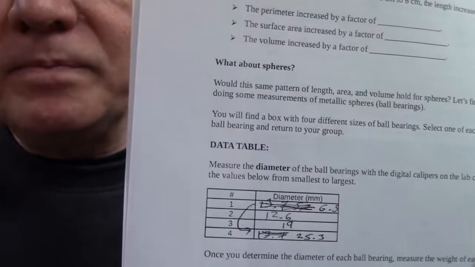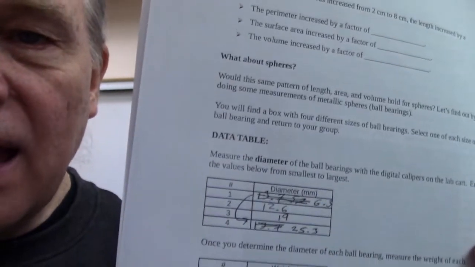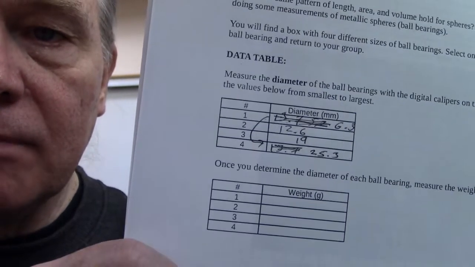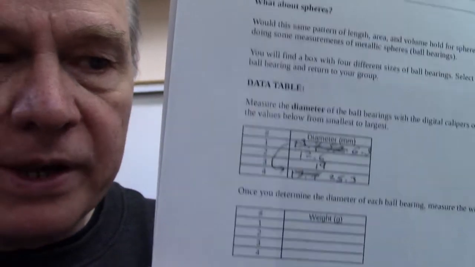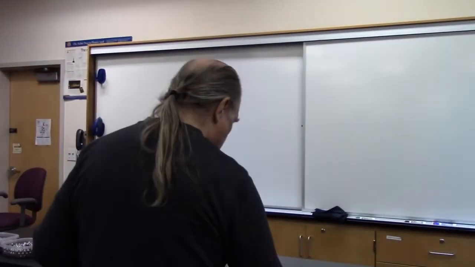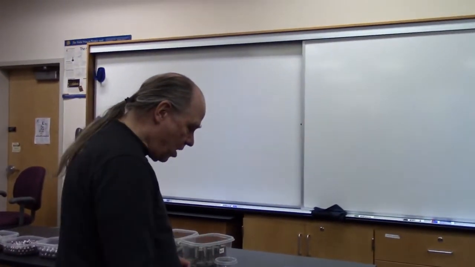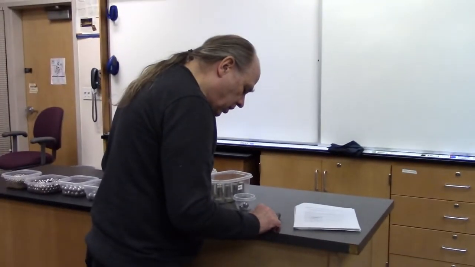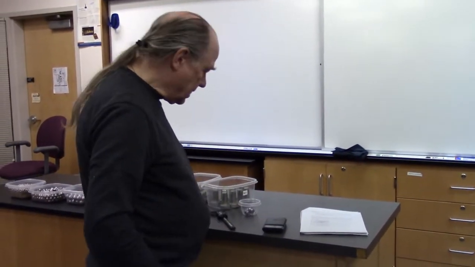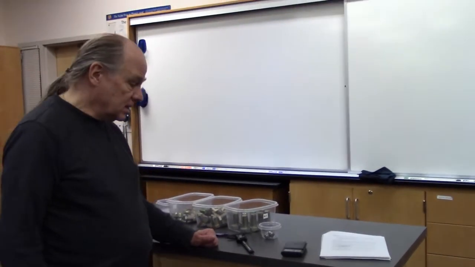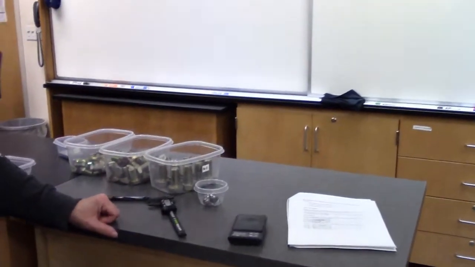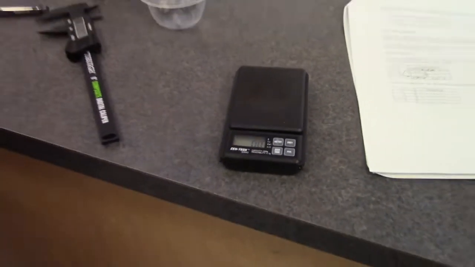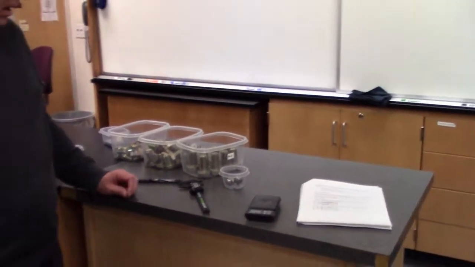So now, having scratched out a whole bunch of faulty data, I now have the data for the diameters of my ball bearings. All right, so now I'm going to turn on my scale and get the weights of the ball bearings. So basically my scale right now is saying 0, and that's good. That means that my scale is as calibrated as I can get it.